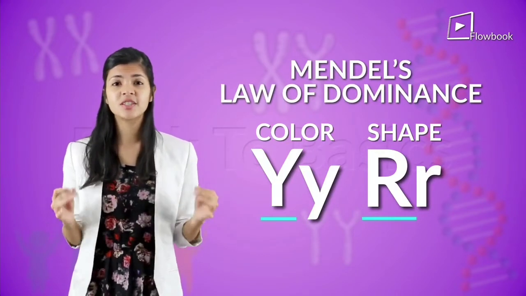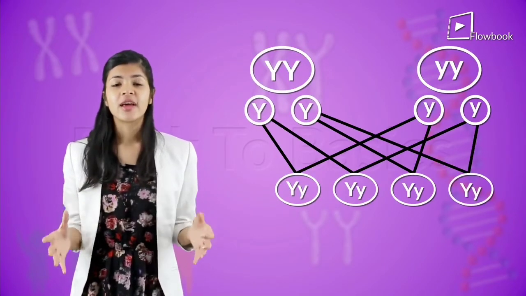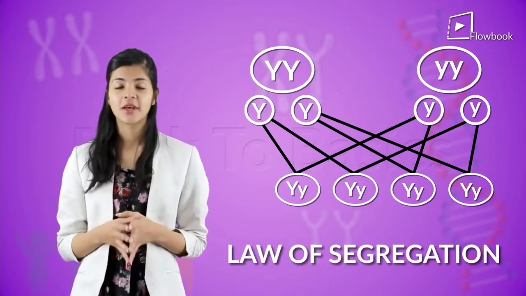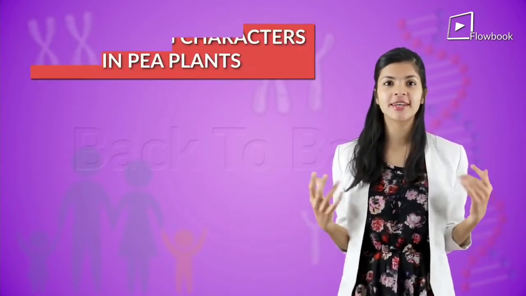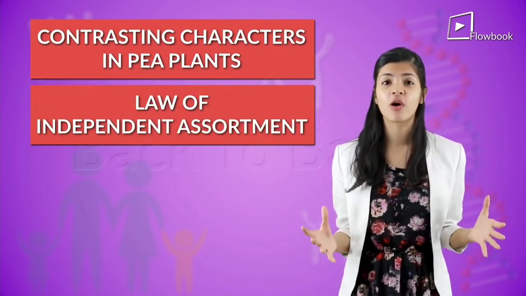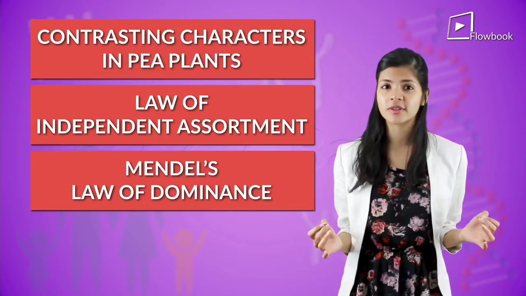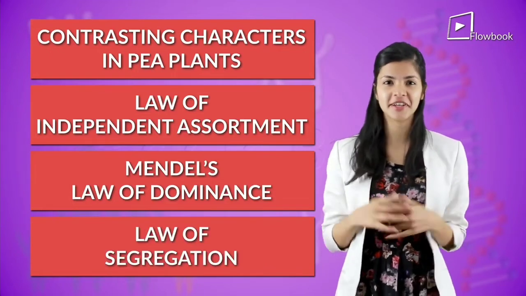And as we saw how offspring get a character each from their parent, this came to be known as the law of segregation. So what have we learned today? Well, today we saw how Mendel used some contrasting characters in the pea plant. We also learned about the law of independent assortment, Mendel's law of dominance, and also the law of segregation.